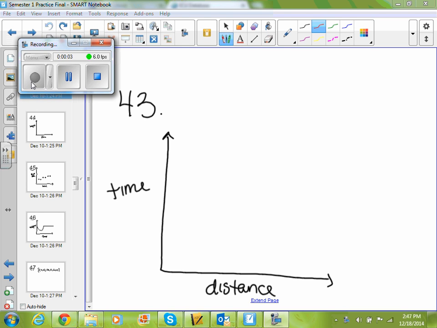On number 43, it says a girl was walking home at a steady pace. Then she stopped to talk to a friend. After her friend left, she jogged the rest of the way home. And we're sketching a graph to model the situation. So we're looking at distance over time.